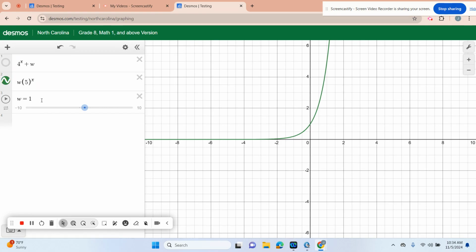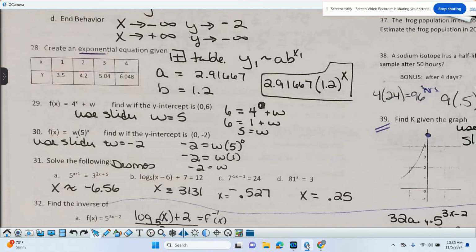This time we want our y-intercept to be at 0, -2, so I want to be down here. So I'm going to start moving this. I'm going in the wrong direction, so let me come back down here. I need to keep moving it until I get right about there. I'm just going to double check that, yes, that is the point 0, -2. So then I come over here and I see that my w is -2. And that's the same thing we got. That just shows you how you can use a slider if you want to.